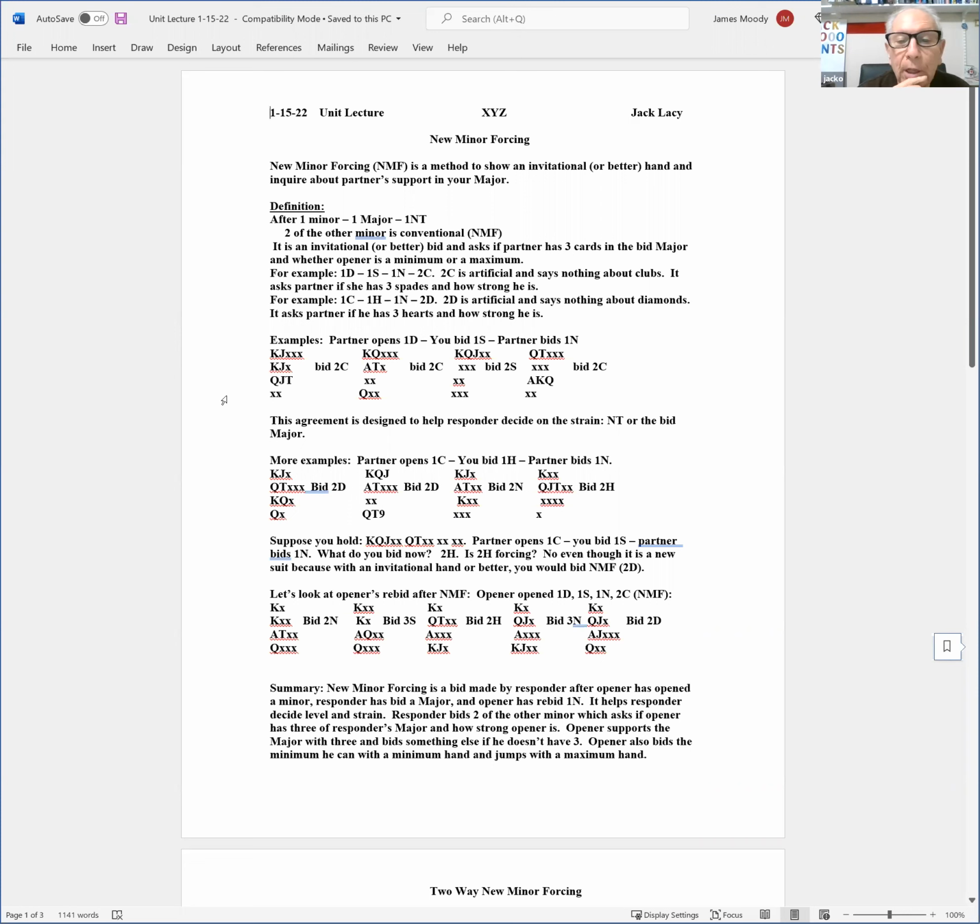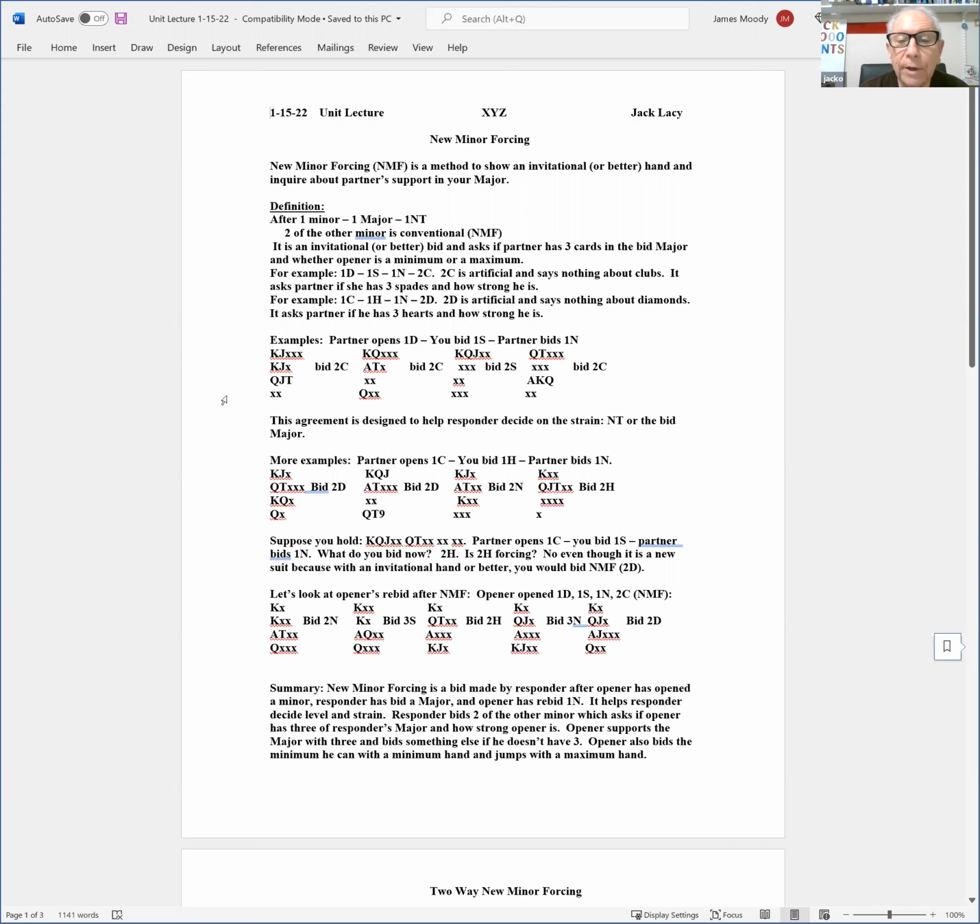Likewise, partner opens a club, you bid a heart, and partner bids a no trump. You bid 2 diamonds. Again, it says nothing about diamonds. Notice that in the first example, diamonds are king, queen, X. In the second example, diamonds are too small. And you say, partner, how many hearts do you have? That's basically what it says.